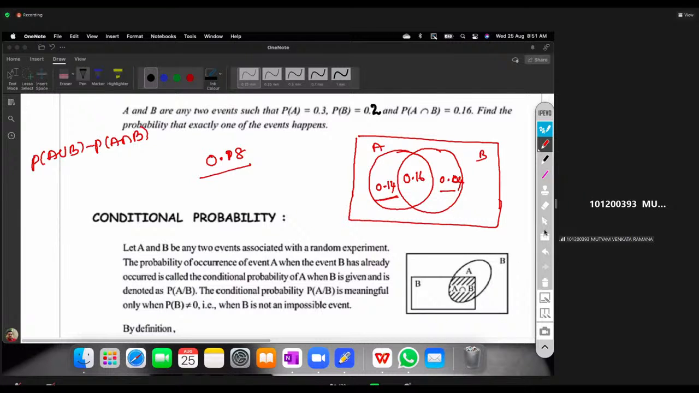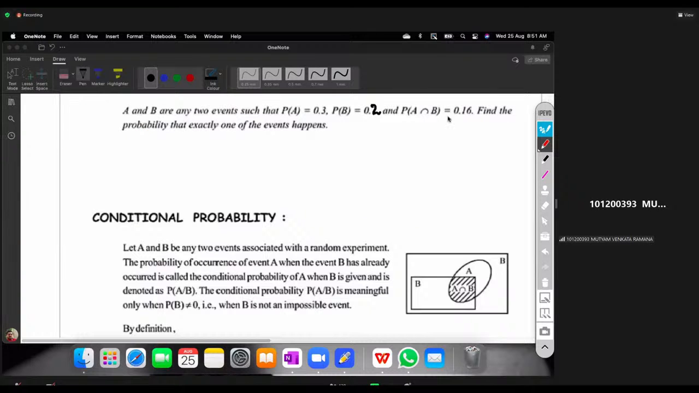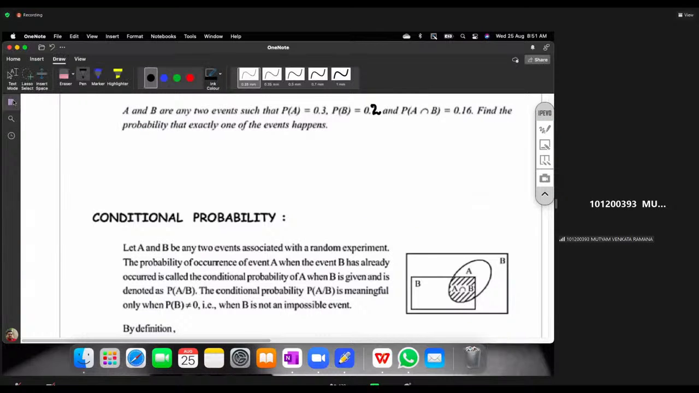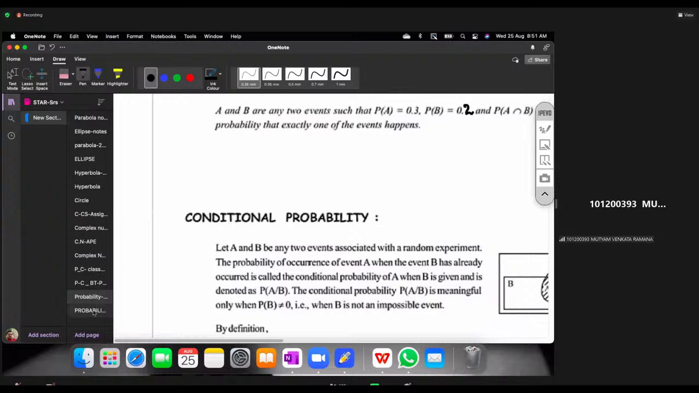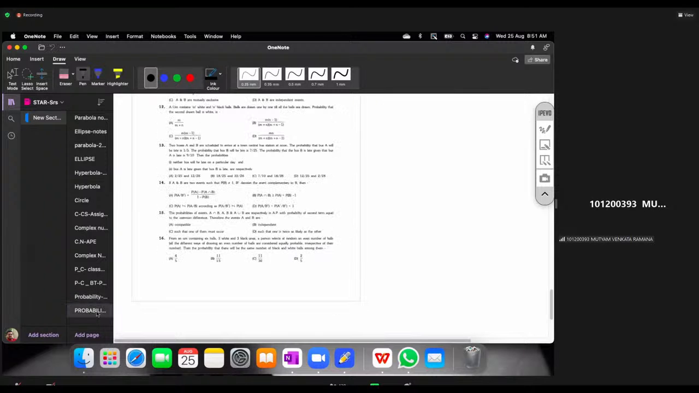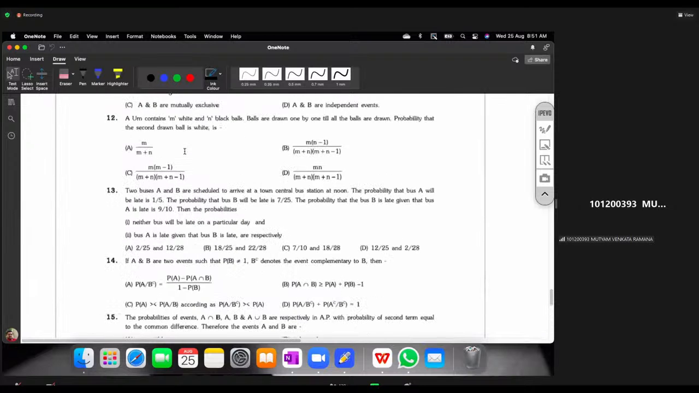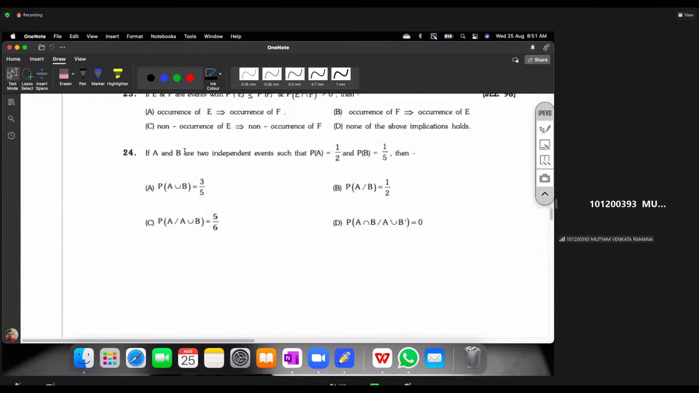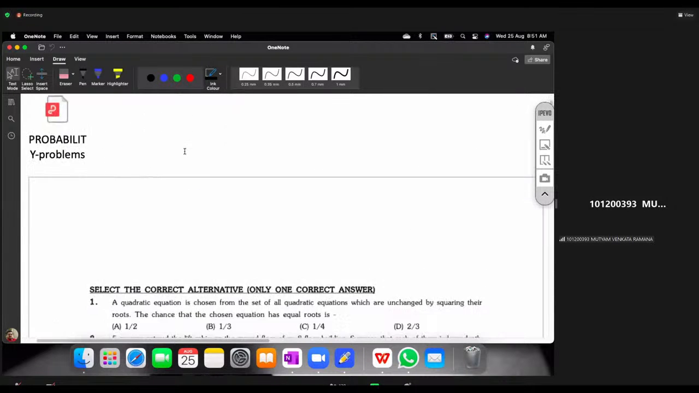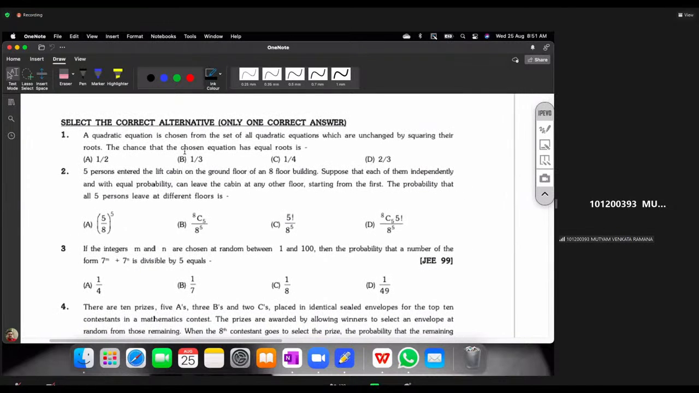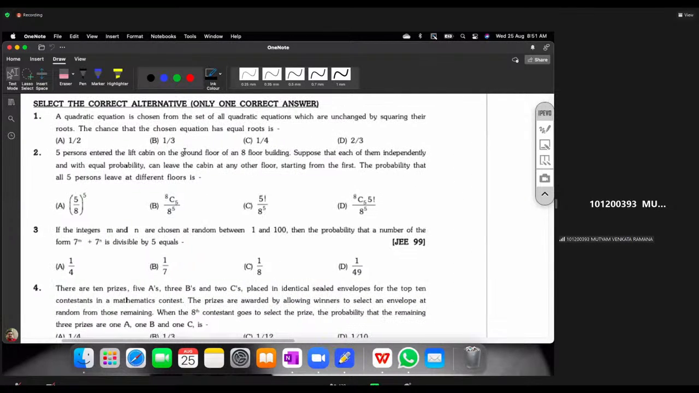So before getting into the conditional probability, what I suggest is let us try to solve some of the basic questions. Then we'll go for more questions. Yes. So the conditional probability, we have enough time. So let us look at the questions. Yes. Please solve the questions.